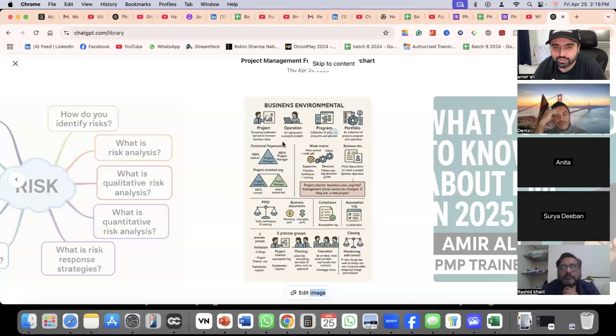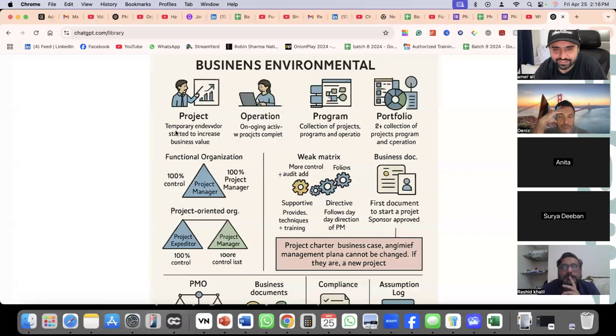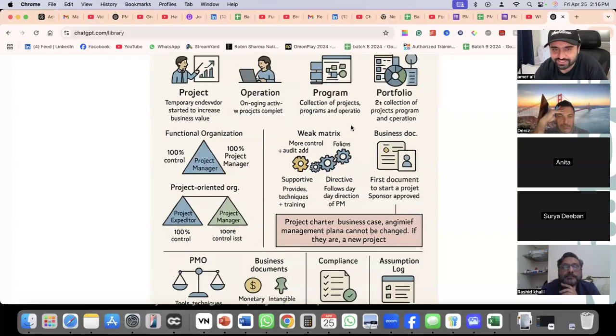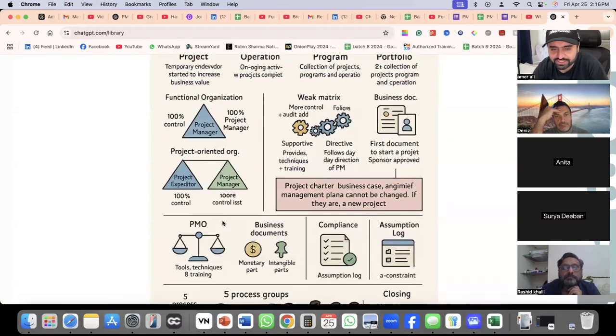Are you saying that projectized operation? With mistakes there, so I'm making it better. Projectized operational, you will get. There are some mistakes there, like it is not clear who has 100% control. Like a project expeditor has 100% control. So a few mistakes are there, but it's a good document.